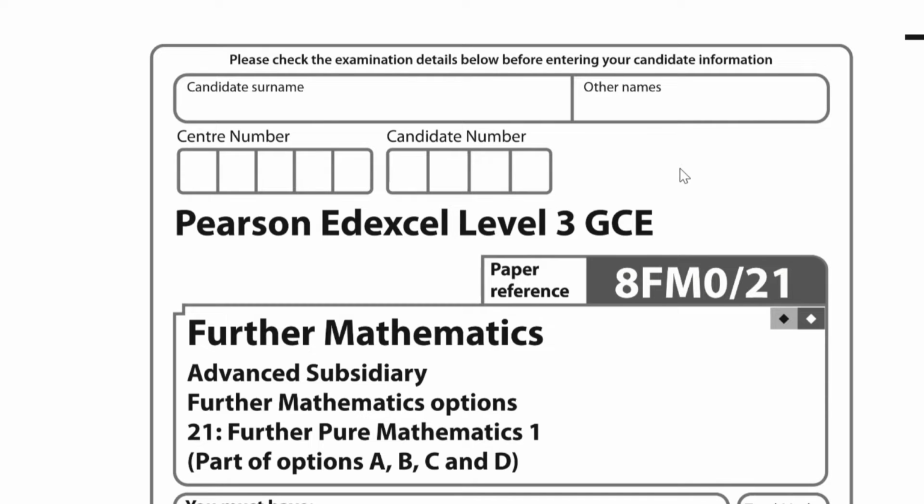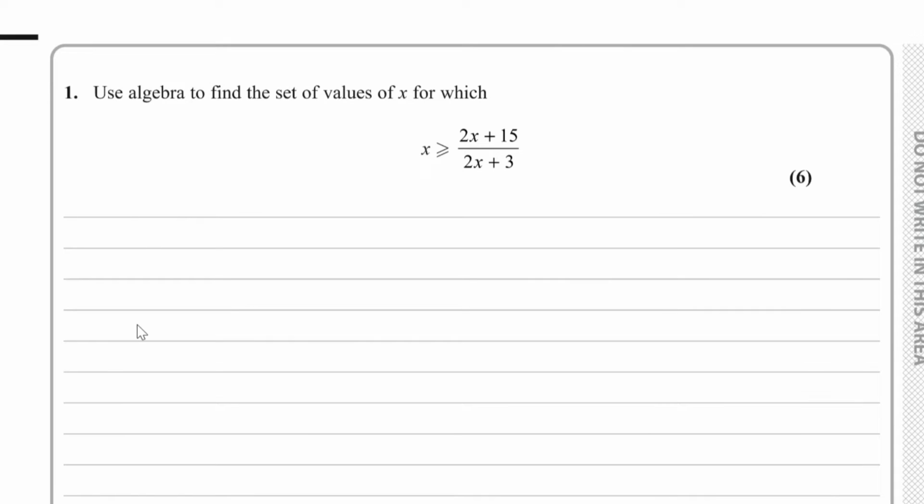This is the EdExcel AS level further maths paper 2 covering the FP1 module, and this is from the 2022 series. Question number 1. We have to use algebra to find the set of values of x for which x is greater or equal to 2x plus 15 over 2x plus 3.